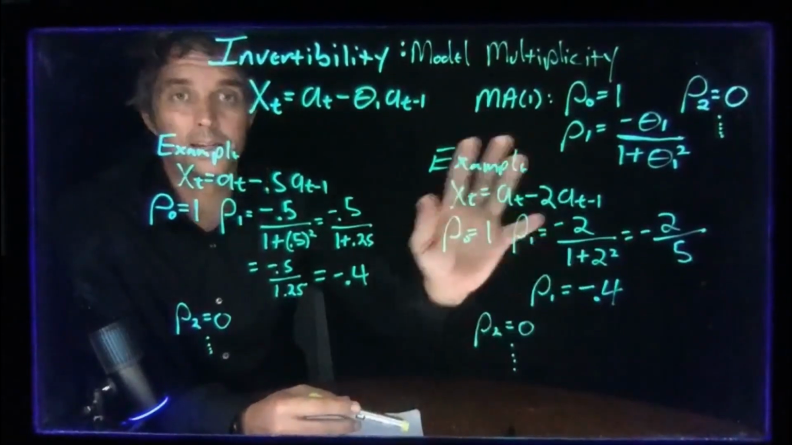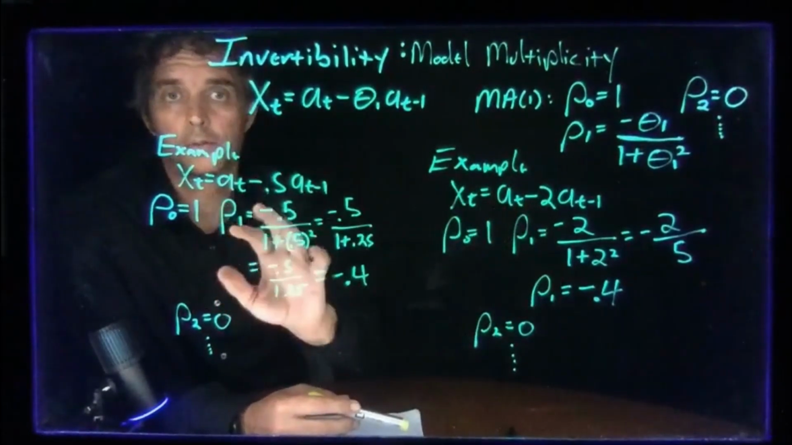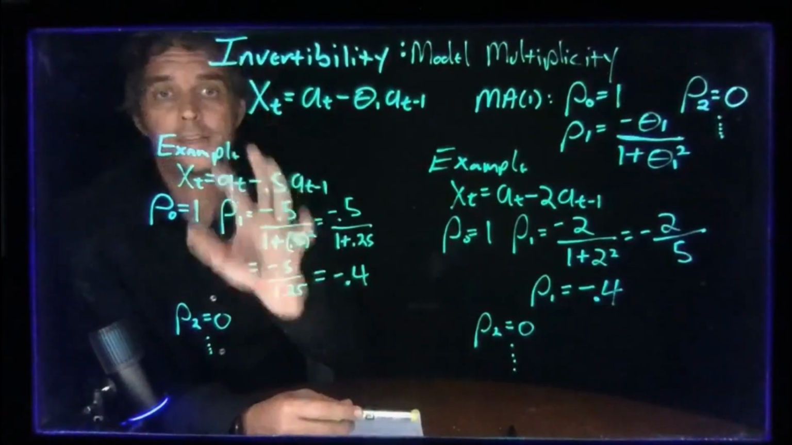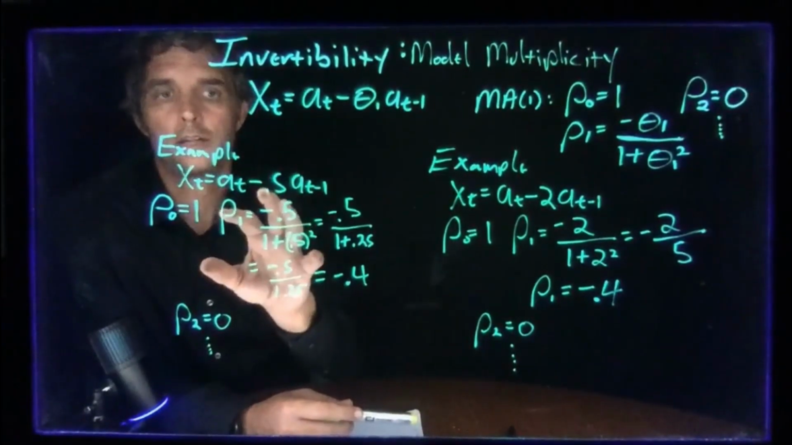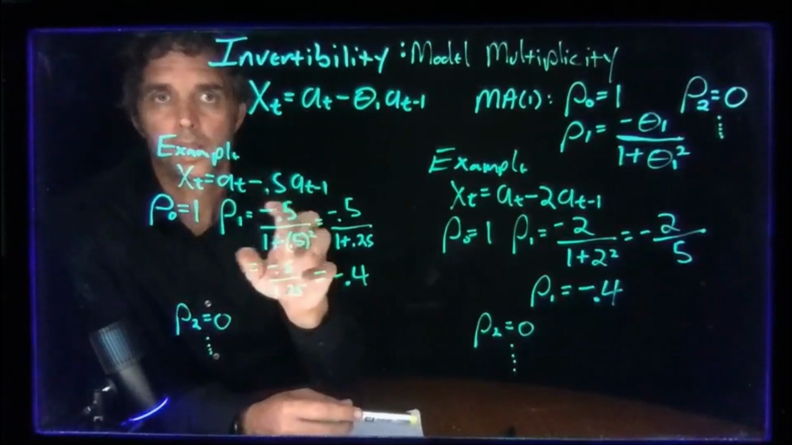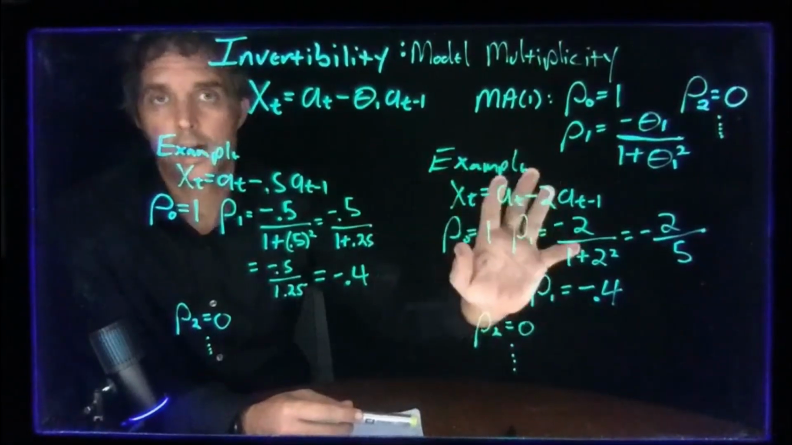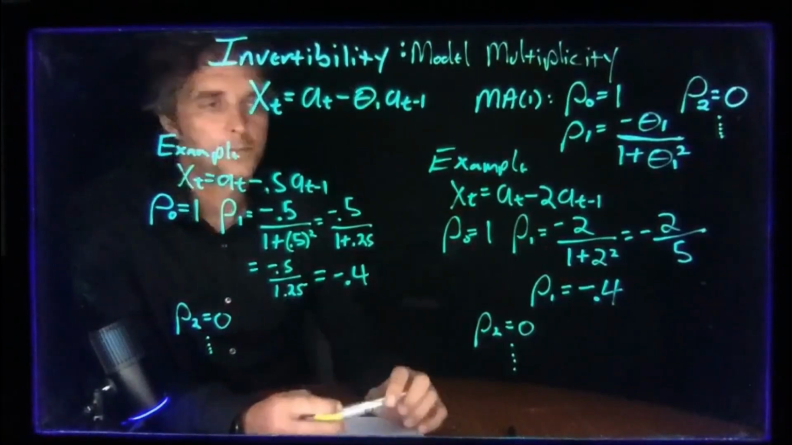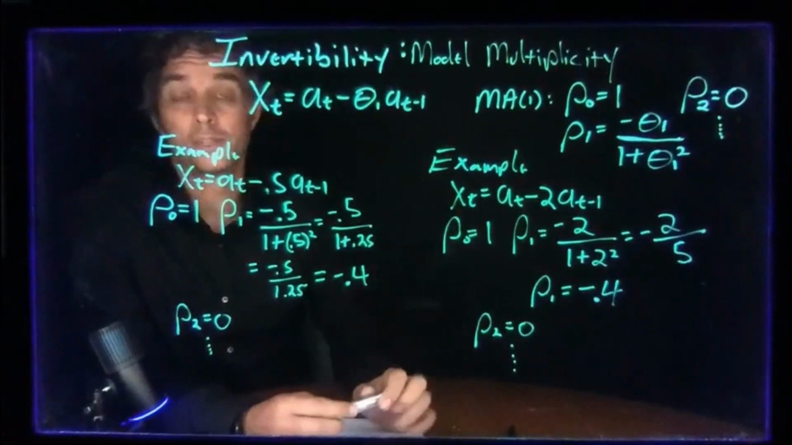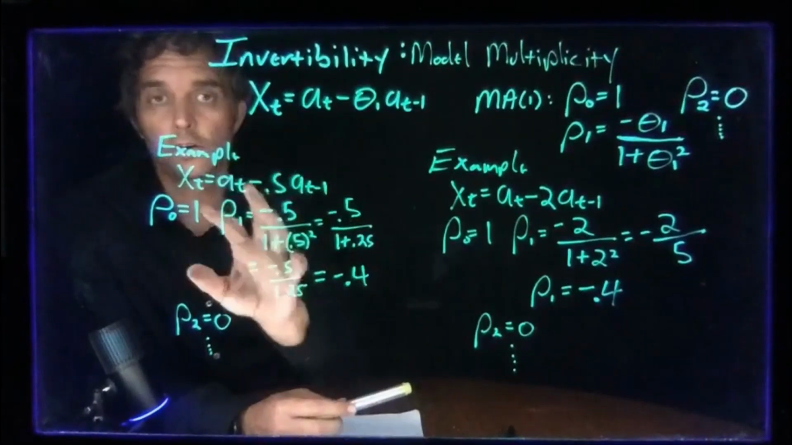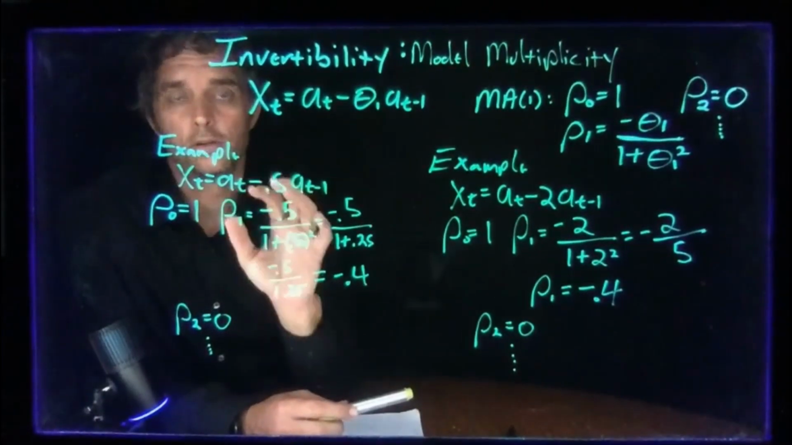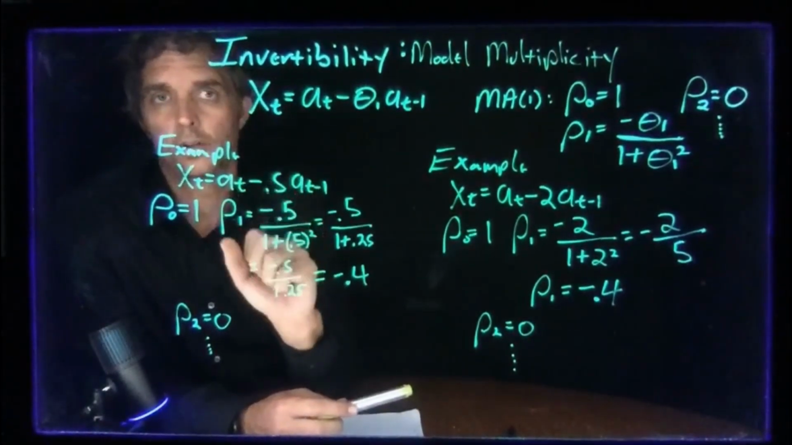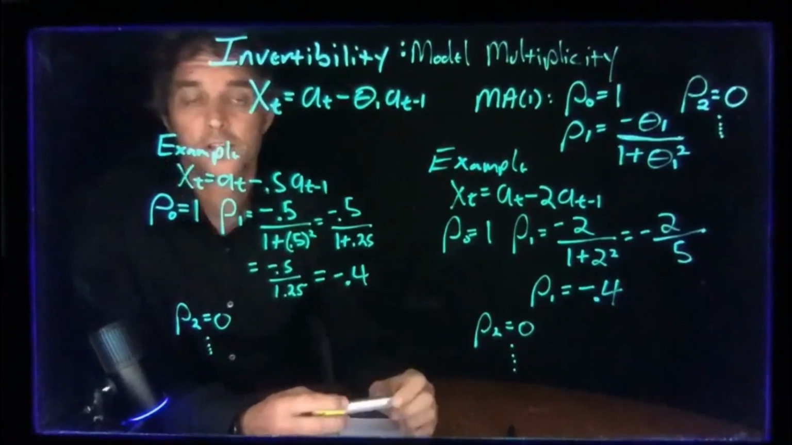This one here, of course, being non-invertible, this one invertible, and theory will tell us that this is the only invertible model that has this correlation structure. Whereas there could be many non-invertible models that have this same exact correlation structure. So great, that's what we mean by model multiplicity. The big takeaway here is that if you have an invertible model, you can rest assured that it has a unique correlation structure.